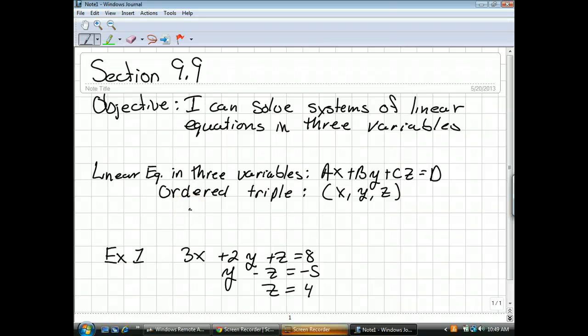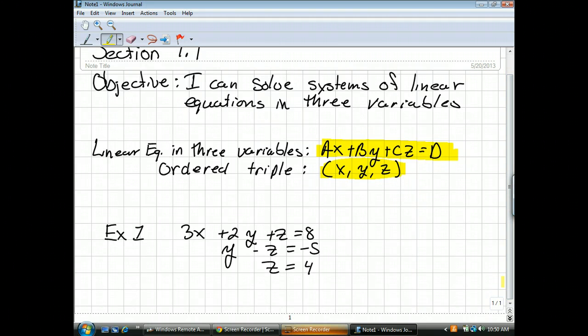Section 9.9, our objective today is to solve systems of linear equations in 3 variables. A linear equation in 3 variables in standard form would look like this. And the solution would be in what we call an ordered triple, which is the triple x, y, z. Notice that that is in alphabetical order.